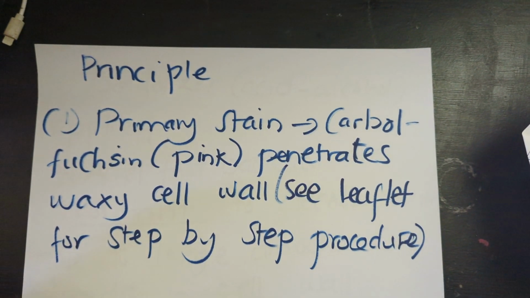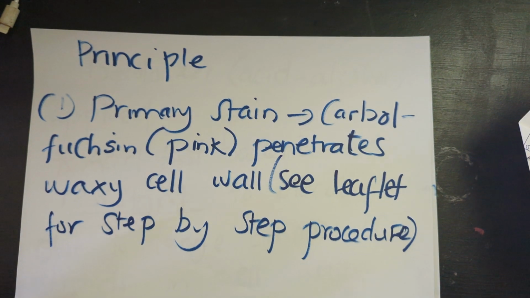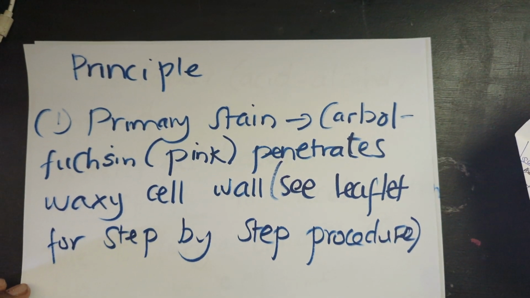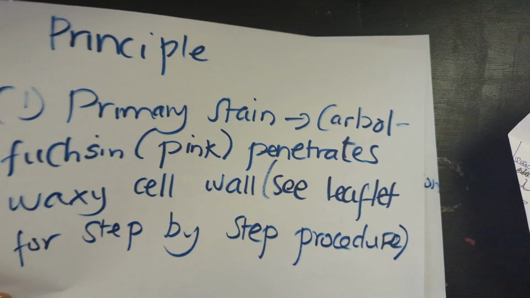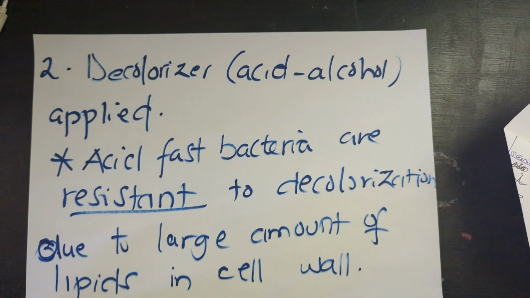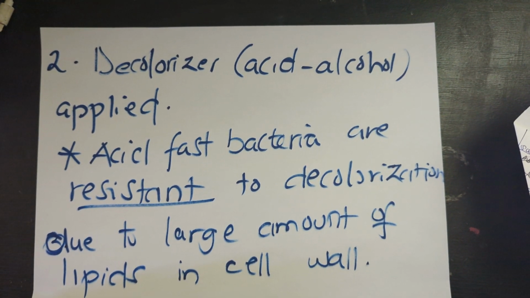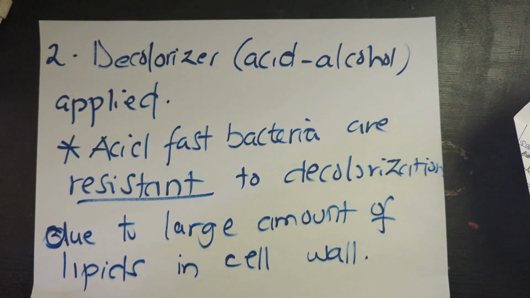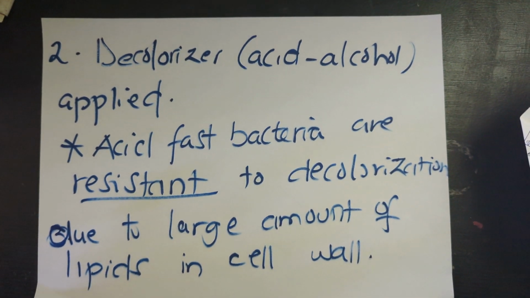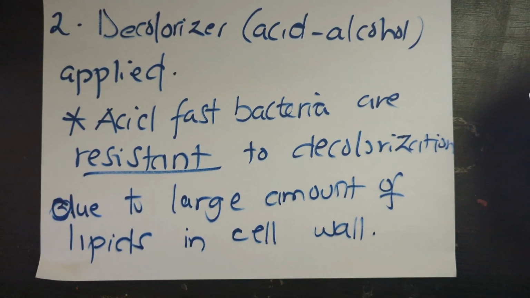The principle, in a quick summary, is firstly we have the primary stain, which is the carbolfuchsin, which is pink and penetrates the waxy cell wall. I hope you're following alongside this with the steps in the leaflet. We have that primary stain applied in step 1, and then we have the decolorizer, in this case acid alcohol, applied. And so the property of acid fast can be seen here. If the bacterium in the smear on the slide is acid fast, it will resist the decolorizer, and therefore it will retain that primary stain, the carbolfuchsin, the pink.